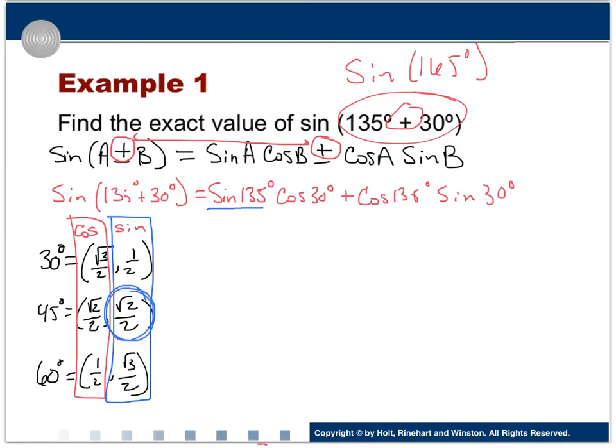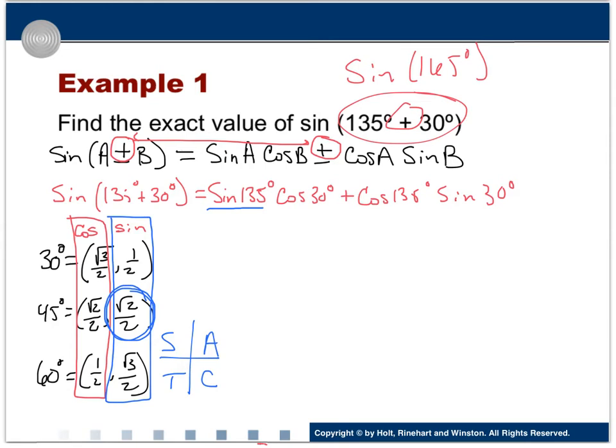So I write this piece down right here. This is just like a little tool that I can use, and I'm going to write it down when I take a test or a quiz to help remember what my values are. The only other thing that I need to know is where are these guys positive or negative? So I got to still remember the All Students Take Calculus.